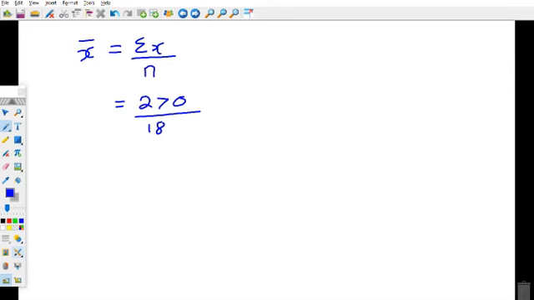270 divided by 18 is 15 on the dot. So if you take me out as an outlier, my mean is 15, my mode is 15, and my median is 15. Do you see now that when I'm seen as an outlier, my central tendencies become the same?